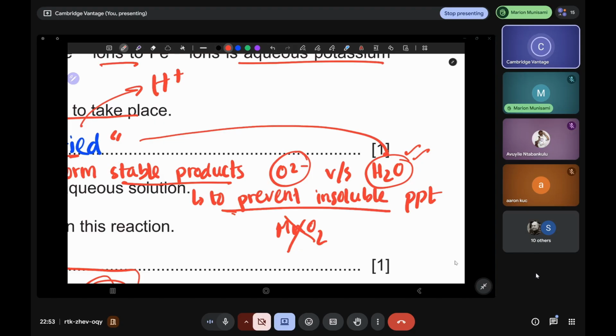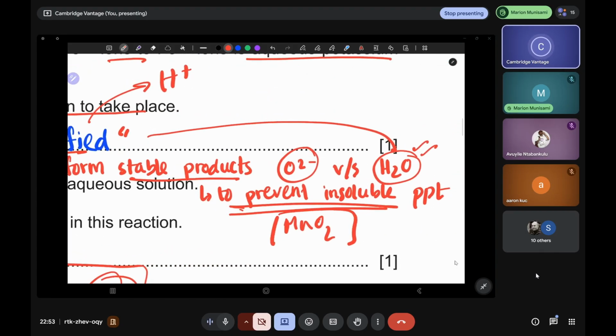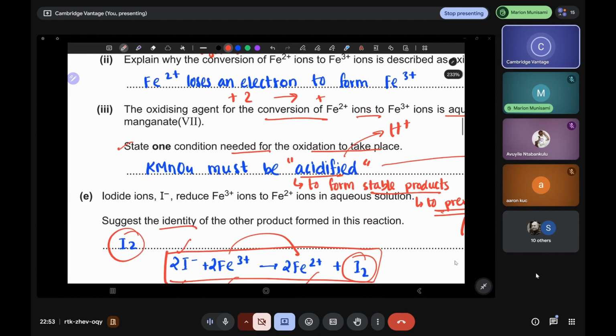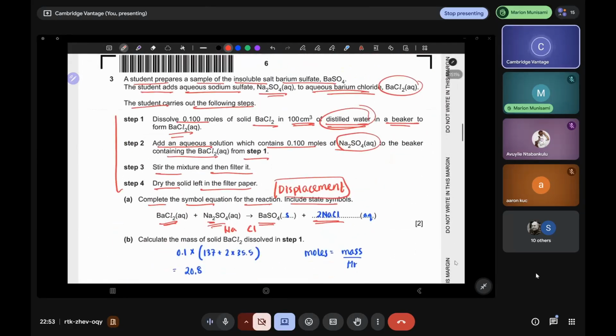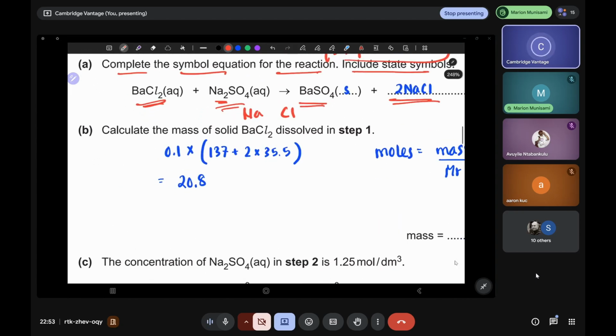And another one was the fact that it's to prevent an insoluble precipitate. Since the manganate is reacting, there is always the chance of an MnO2 precipitate forming. And again, that would interfere with my products, or it would interfere with the results of my experiment. So to prevent these 2 issues, we acidify it. But again, this is not required for your IGCSE syllabus, nor for your AS, nor for your A levels if you ever plan on sitting for A levels. So this is just something that you can know as part of your trivia knowledge. Does that answer your question, Samuel? All right, thank you.